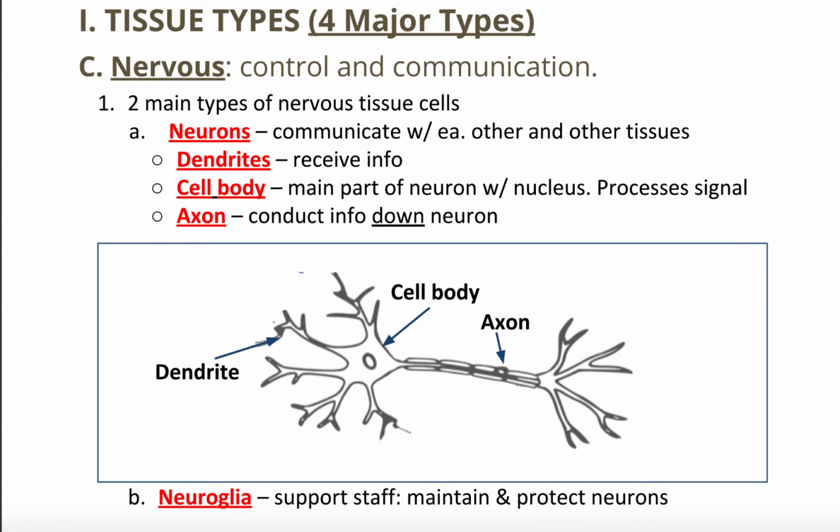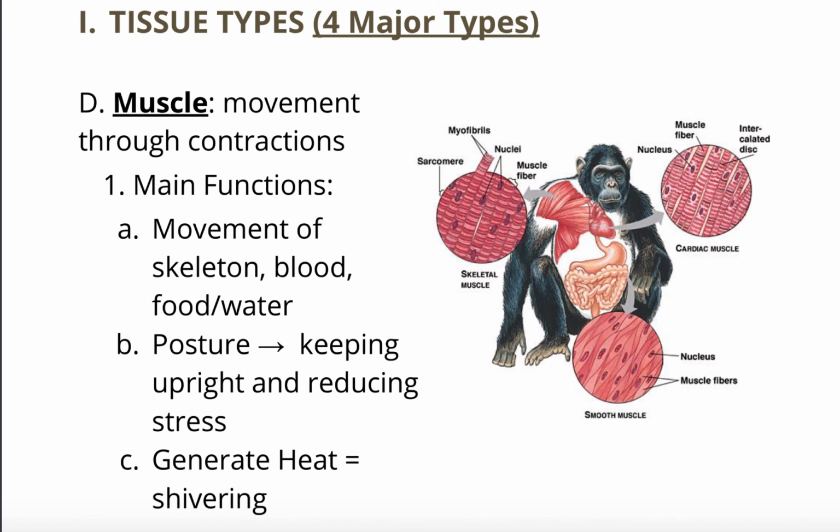All right, let's move on to the last type of tissue, which is the muscle tissue. So its job is to create movement in the body through contractions. Contractions means your cells squeeze themselves to become shorter cells, and overall that squeezing motion is going to help pull things around.